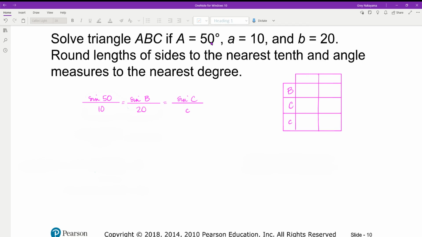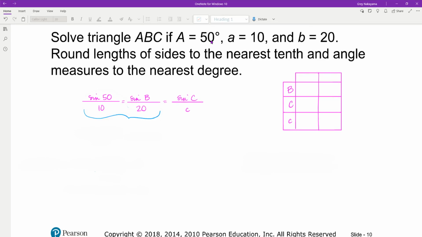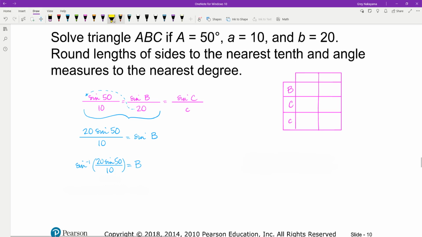So clearly the one that only has one variable is this proportion right here. To solve it, I'm going to multiply both sides by 20, which is going to move that guy right in front. So it's going to say 20 times the sine of 50 divided by 10 equals the sine of b. I like to write this next step because it helps people remember.